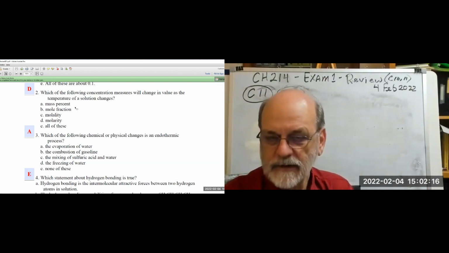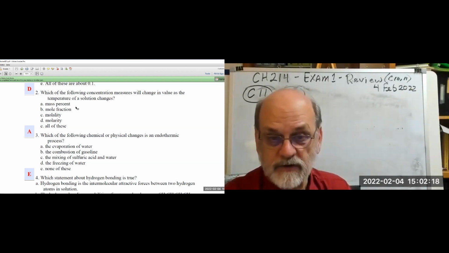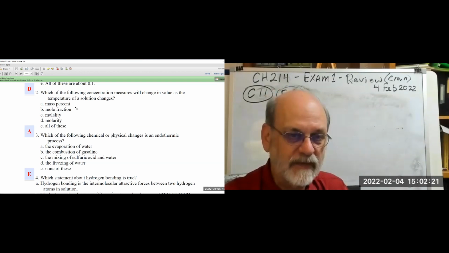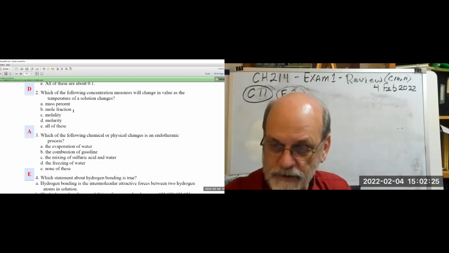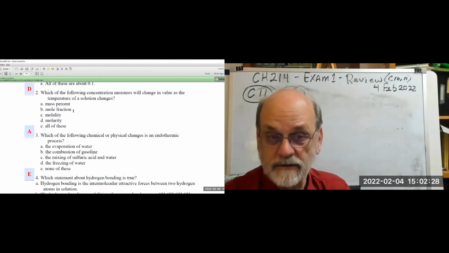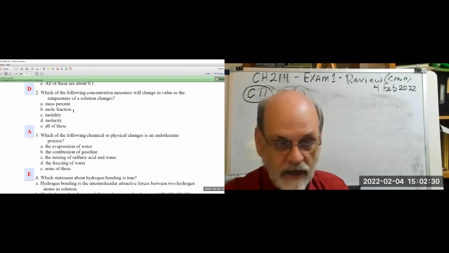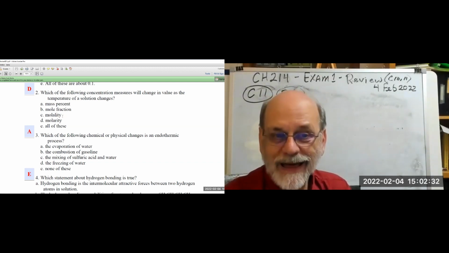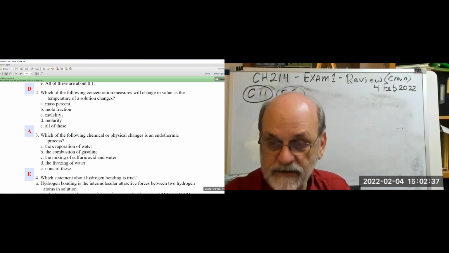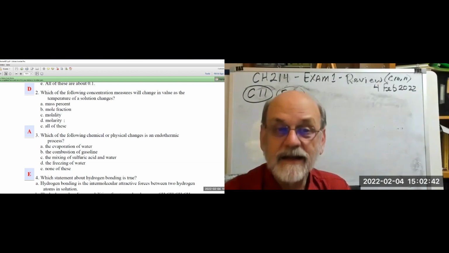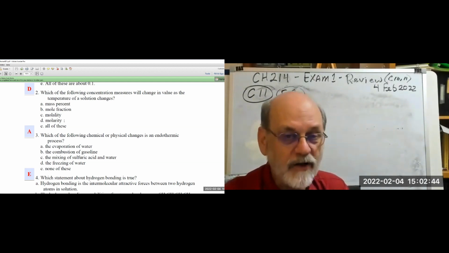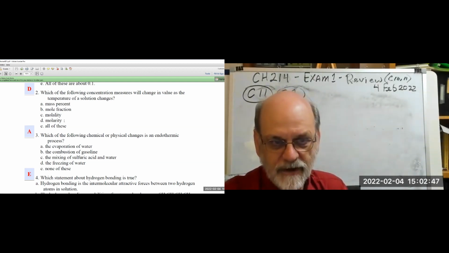Mass percent. Mass doesn't change with temperature. It's the amount of a substance. Mole fraction. The number of particles does not change with temperature. The number of moles does not change. Molality is based upon moles, numbers of things, and mass, so it doesn't change. Molarity is moles per unit volume, and volume does change with temperature. So D is the answer to this question.